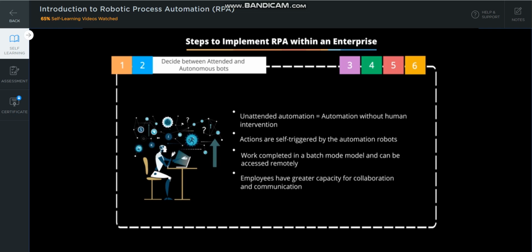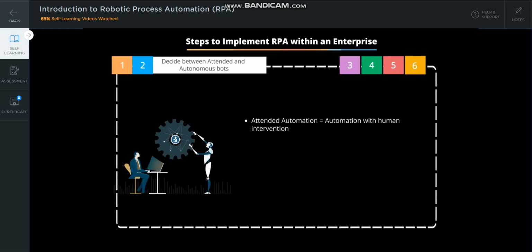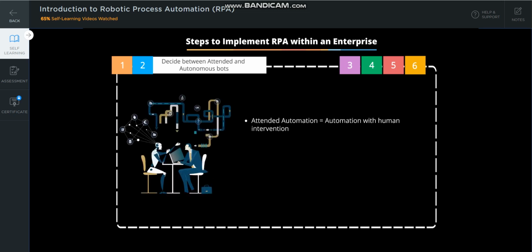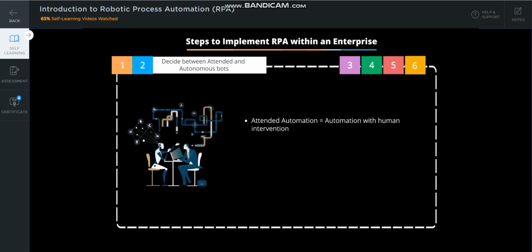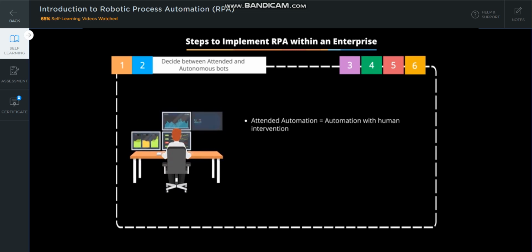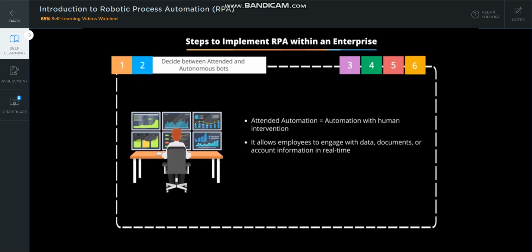Employees have a greater capacity for collaboration and communication within an automation platform, which can help break down functional and communication silos. Attended automation equals automation with human intervention, most often housed within a specific department or workstation, which means access and automation features are limited to the employee currently engaging in a certain workflow in a specific workstation. Call center technicians must often toggle between multiple screens and interfaces when dealing with customer service issues. Attended automation allows them to engage with data, documents, or account information in real time to focus more on the customer.